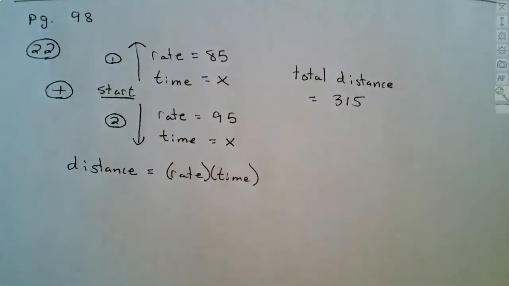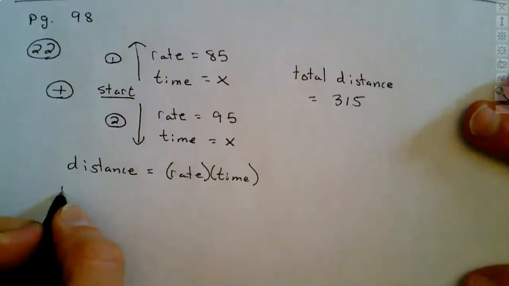Whenever you drive a car, you've got three parts to that. How far you're traveling, so how many miles or how many kilometers, you've got your rate of speed, how fast you're going, and then you've got how many hours or minutes it took you to get there. And rate times time gives you the distance.